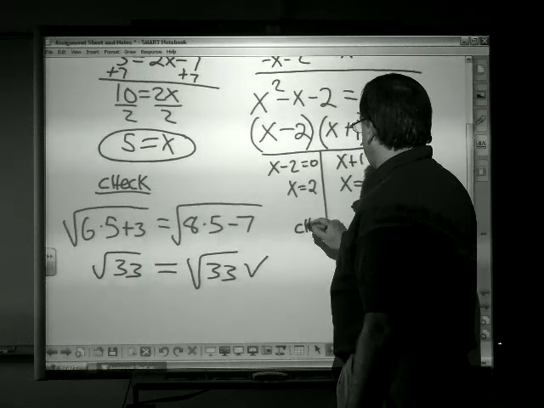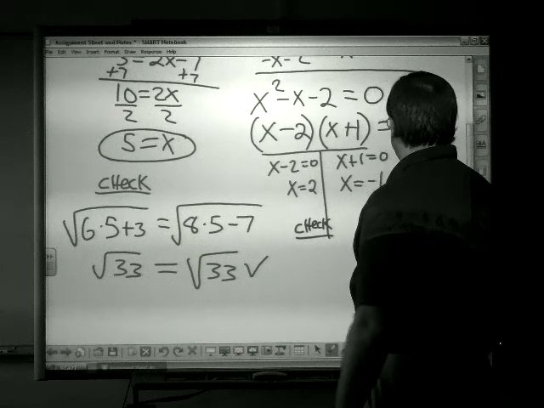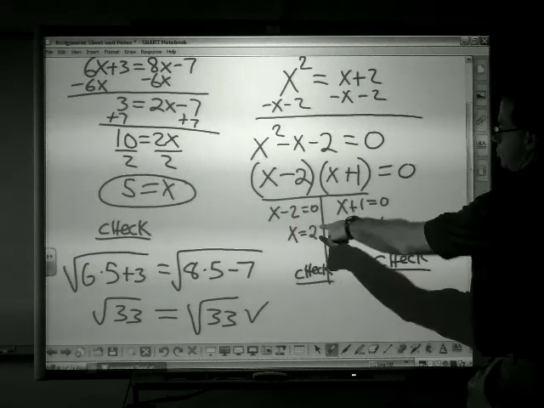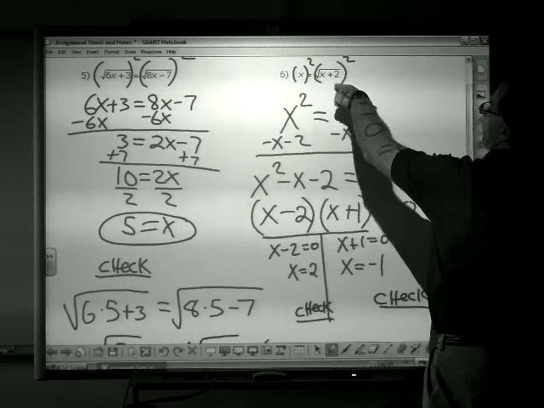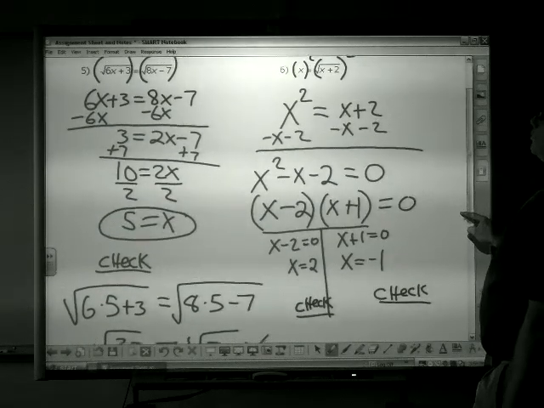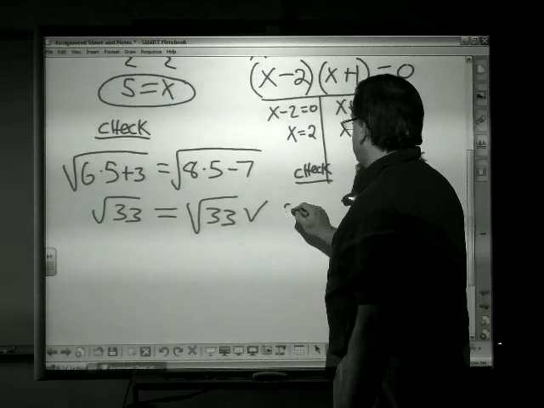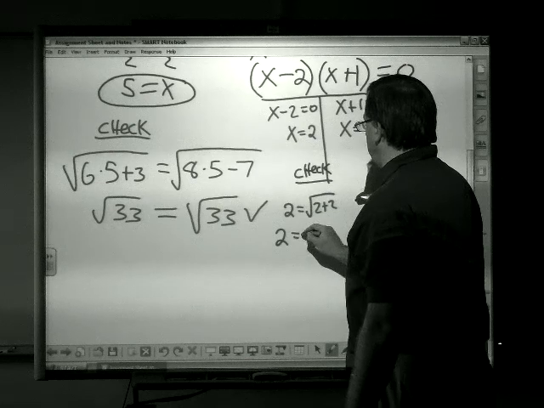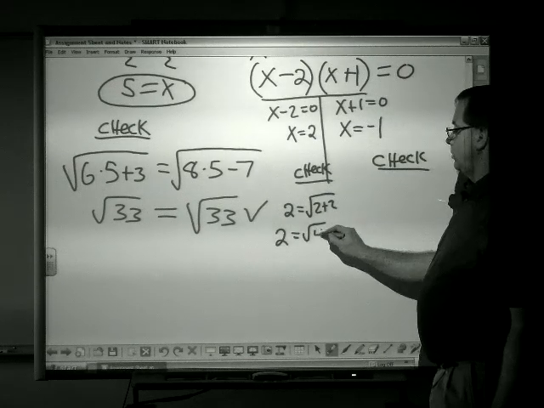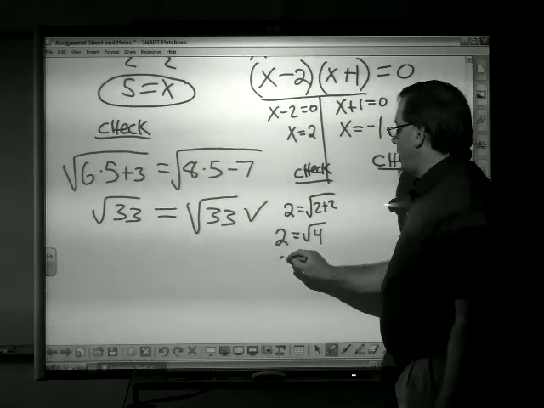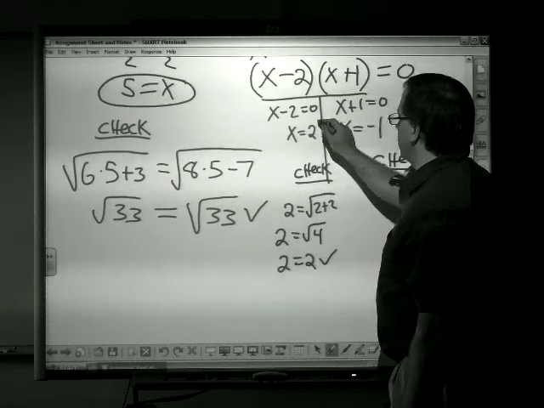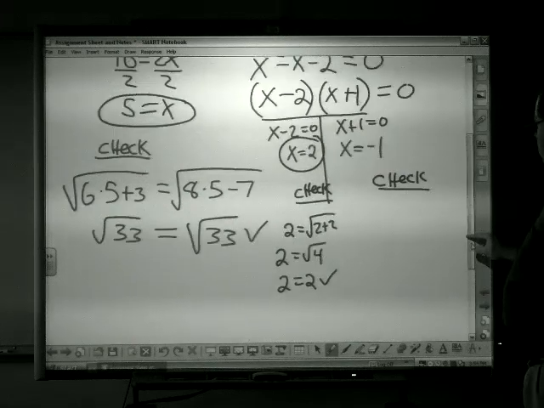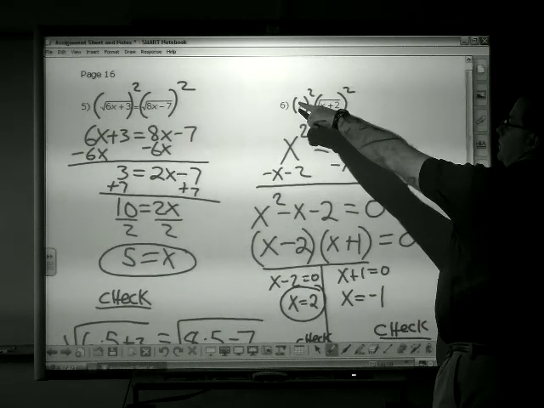So here's a check. And here's a check. I'm going to check each one separately. So I'm going to try the 2. I put a 2 in for x. So 2 equals square root of 2 plus 2. 2 equals square root of, what's 2 plus 2? That's 4. Square root of 4 I know is 2. That checks. I'm going to circle it. Now I got to try this one. Put a negative 1 in.